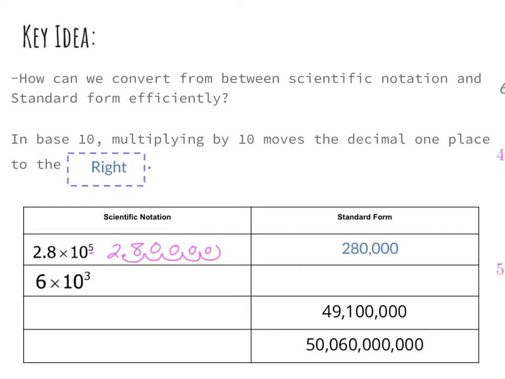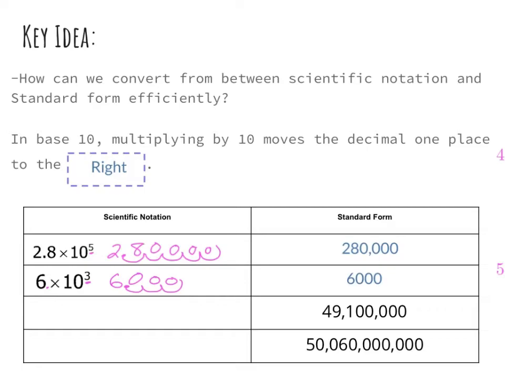Let's take a look at the next one. I've got 6 times 10 to the 3rd power. Again, I'm going to write out my 6. And then I see I've got it raised to the 3rd power, so I'm going to be moving my decimal. I don't see a decimal here in my problem, but anytime I don't see a decimal, I know it's behind that last number, so I'm going to put my decimal behind the 6, and I'm going to move it 3 spaces because that's what it's raised to the power of. 1, 2, 3, and again, fill that with zeros, so my answer there is going to be 6,000. So I've converted scientific notation to standard form.